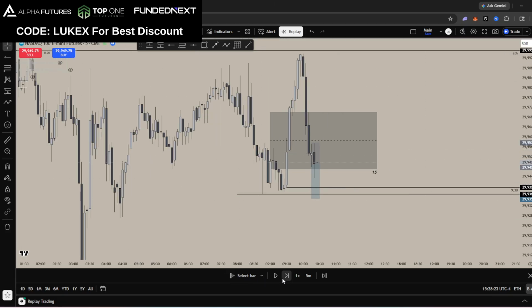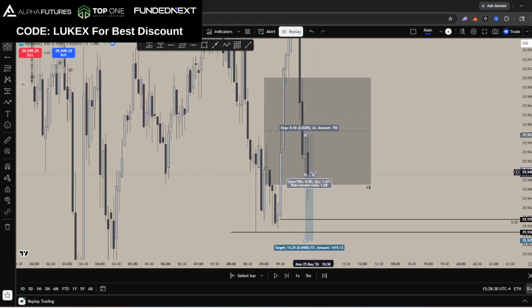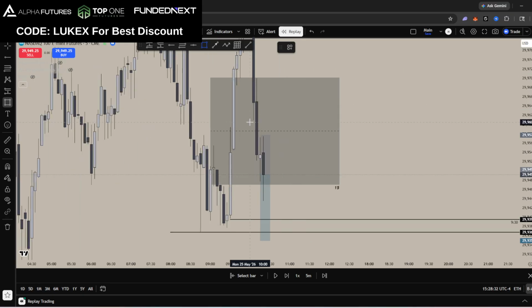So I'm going to play forward here. I'm going to show you the entry that I took. If you've seen the trade recap, you already know, but what happens? Price comes down, closes through that 15-minute CE, that 15-minute gap. We get this little retrace. We wick into this 5-minute gap.